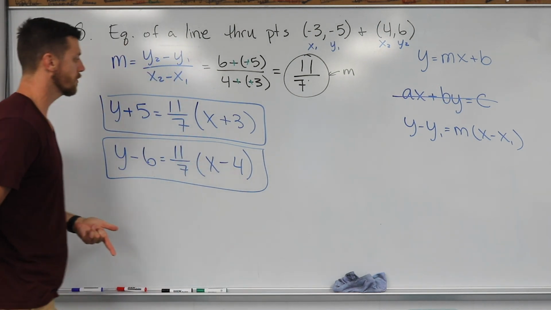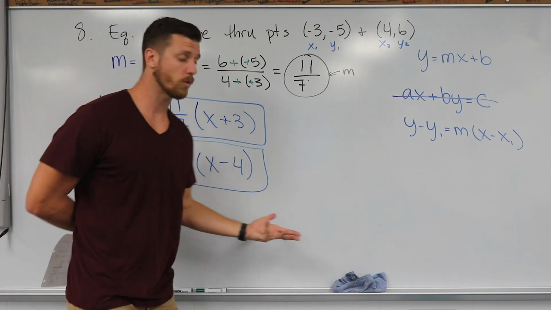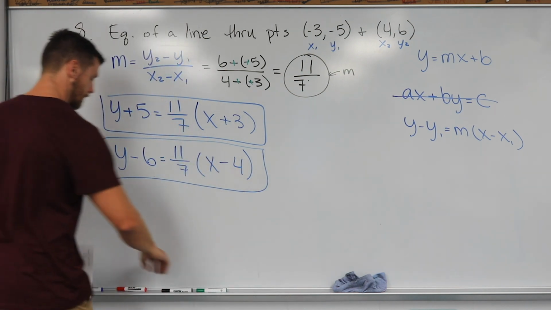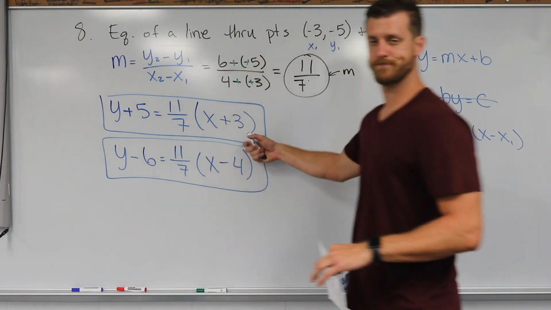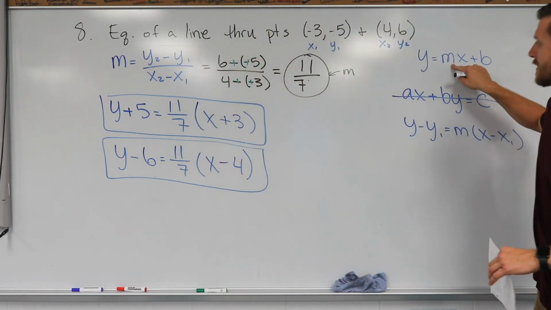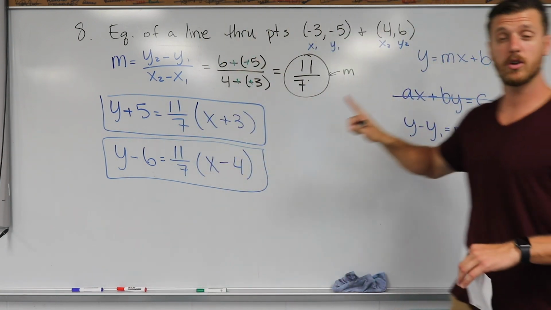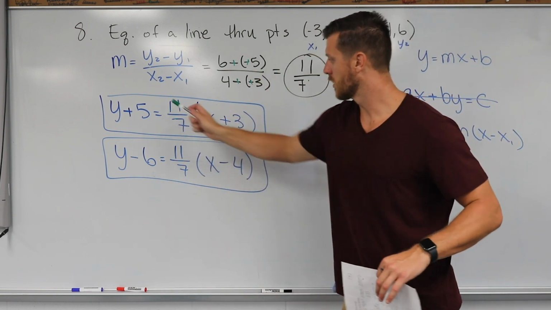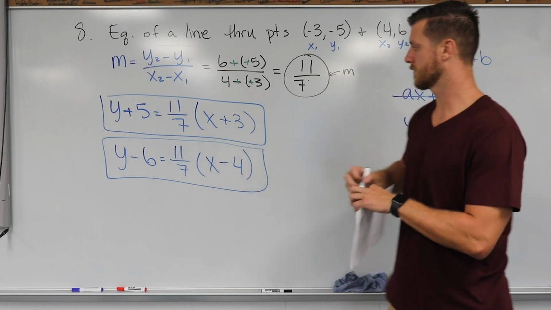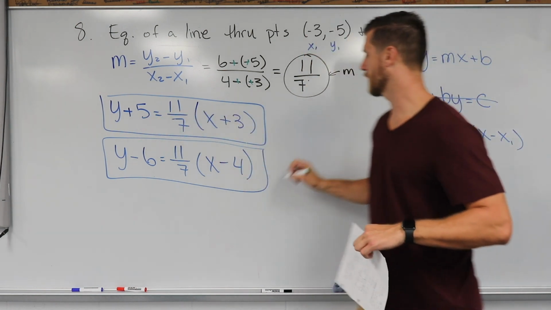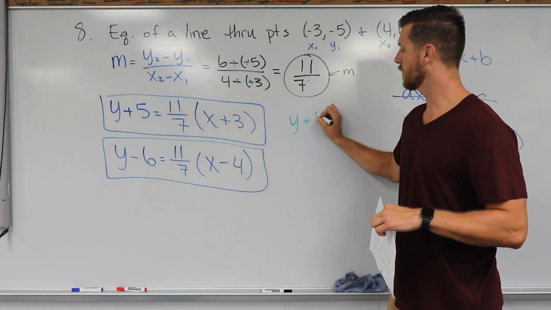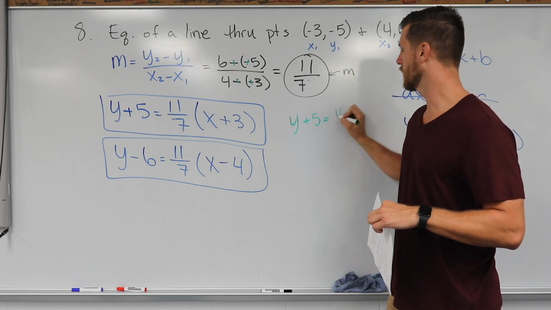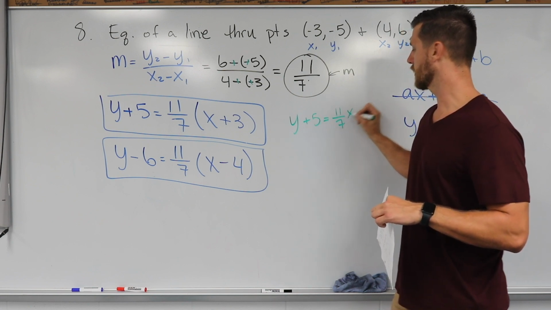Alright? So some of us might be like, okay, Mr. Cringe, can you just do it for me real quick? Well, then I got some time. Alright? I'm going to choose this one. I'm going to get it into y is equal to mx plus b. So in order to do that, I'm going to have to distribute 11 sevenths into here. So nothing's happening with the y plus 5 yet. Y plus 5 is equal to 11 sevenths x.